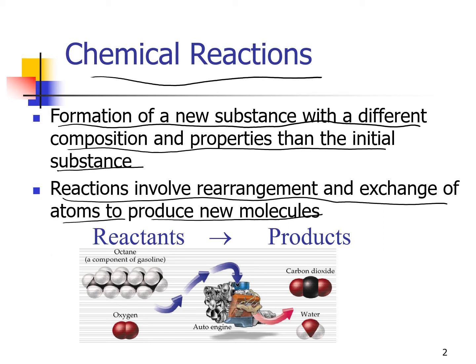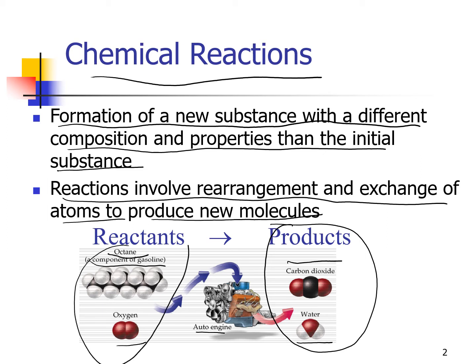For example, octane is a component in gasoline that you would put in your auto engine. It combines with oxygen and undergoes a combustion reaction, forming carbon dioxide and water. The carbon dioxide and water are called the products, what we created. The octane and oxygen are called the reactants, what we started with.